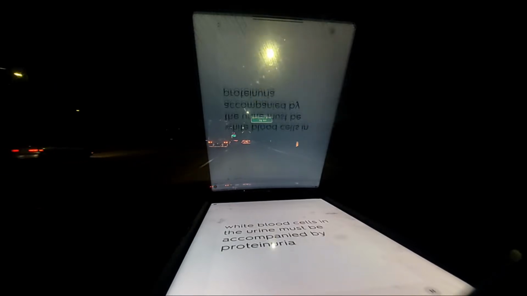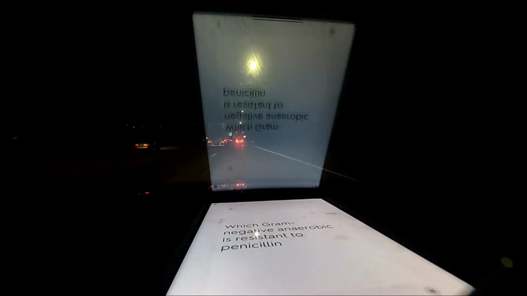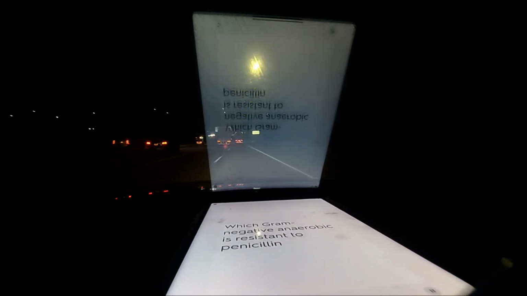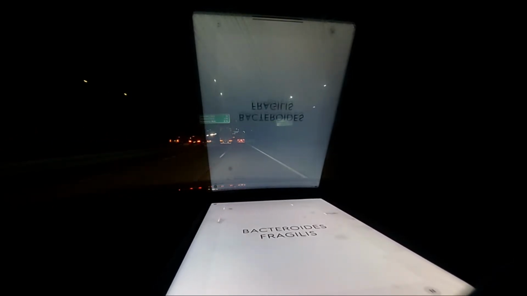All of the following tests are good indicators of hypothyroidism except which one? T3 uptake. Which statement does not apply to white blood cells in the urine sediment? White blood cells in the urine must be accompanied by proteinuria. Which gram-negative anaerobe is resistant to penicillin? Bacteroides fragilis.